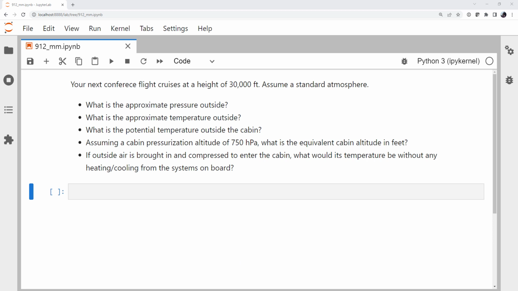We often talk about MetPy as a great tool for research, which it is, but it's also a great tool for teaching or just checking or refreshing your general understanding of the concepts that we've come to rely on every day as meteorologists.